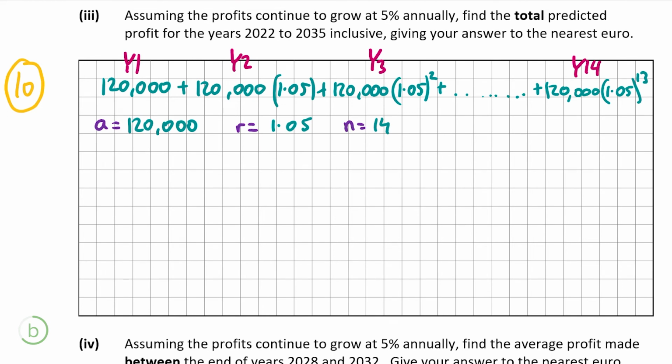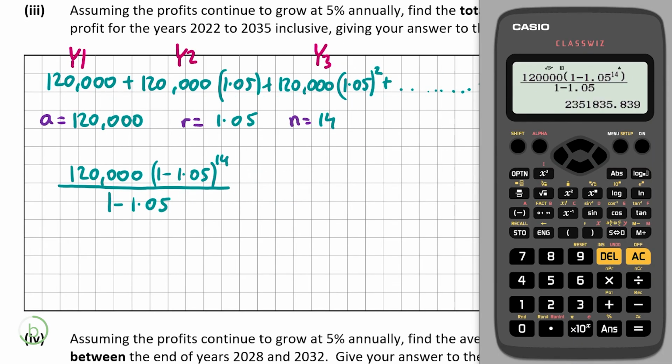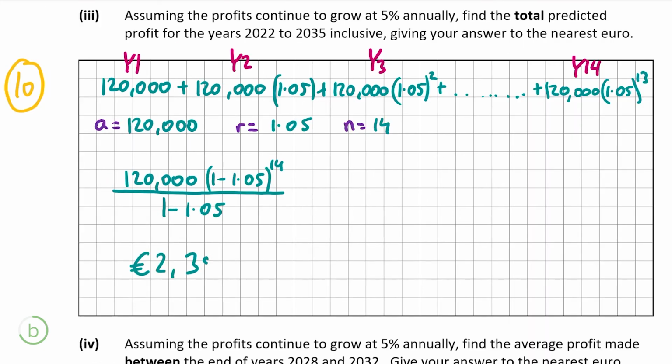So now we can pop these into our formula and then evaluate to find out what the total predicted profit for the years 2022 to 2035 will be. So it's 120,000 times 1 minus r, so that's 1 minus 1.05 to the power of n, so that's to the power of 14, all of that over 1 minus r again, so that's 1 minus 1.05. So now we can pop this into our calculator. Putting that in the calculator, we get 2,351,835.839, and correct to the nearest euro, that's 2,351,836 euro. So that's the total profit for the years 2022 to 2035.